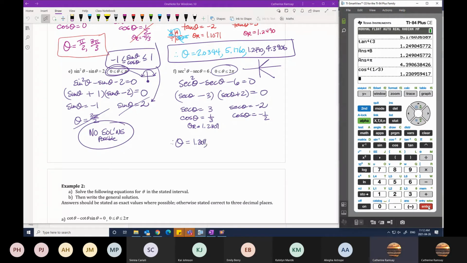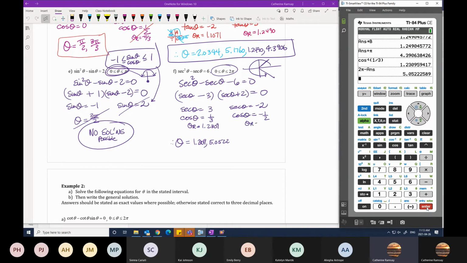So then I'll say therefore, it is 1.2309. And then who can tell me how to get my 4th quadrant answer? What would I punch into my calculator? 2 pi subtract your reference angle. 2 pi subtract my reference angle, which is my previous answer. So I'm just going to use the previous answer key because I didn't store it. So 5.0522.